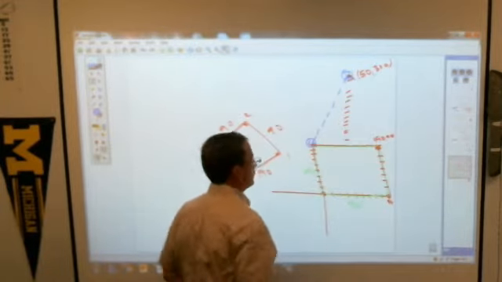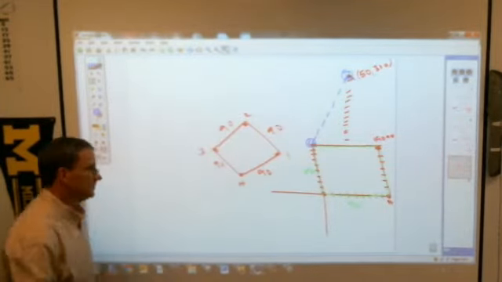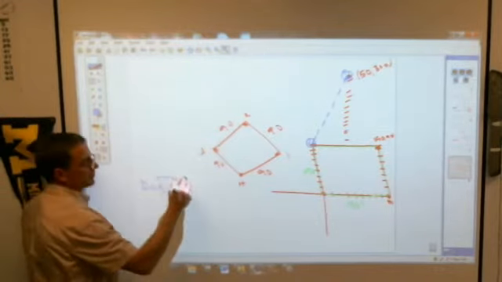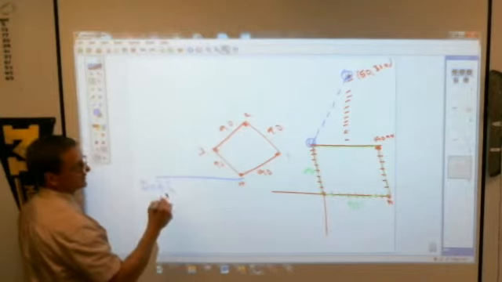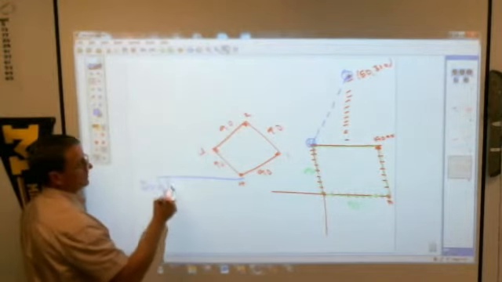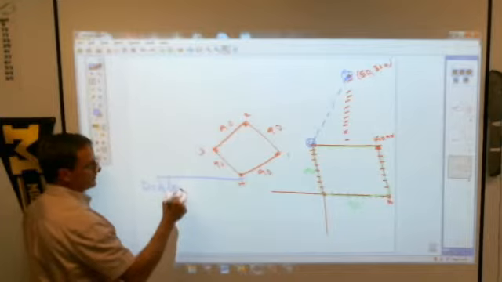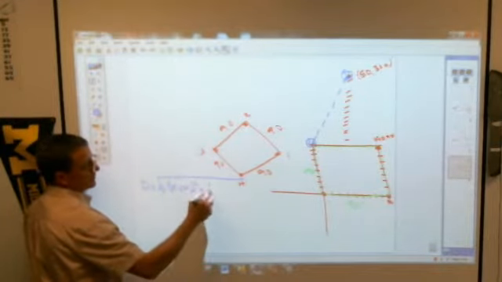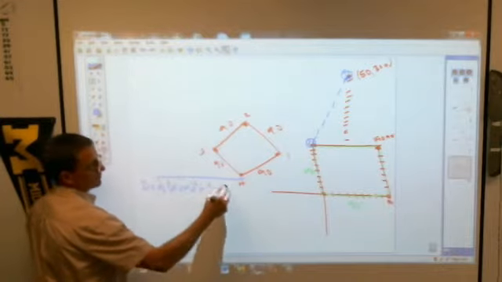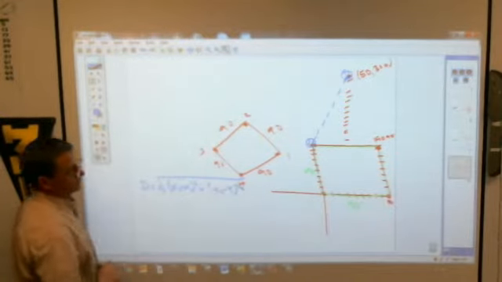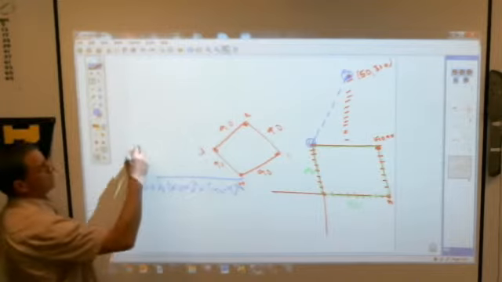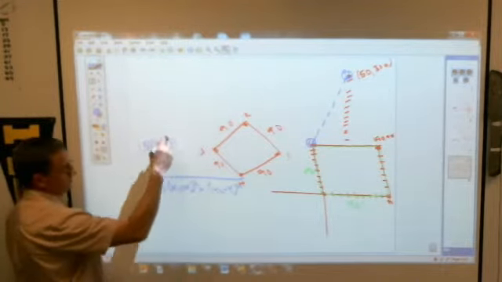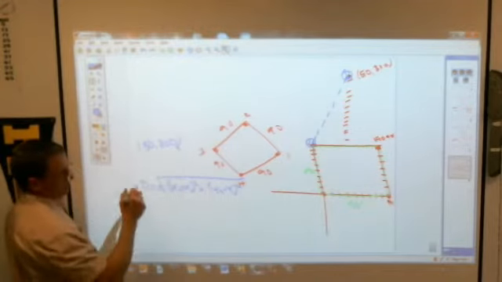Somebody tell me which of the two formulas we learned today will that be? The distance. So you just need to write the distance formula equals the square root of, the x's first or the y's first? X's. x2 minus x1 squared plus y2 minus y1 squared. What are my two coordinates? 50, 300 and 0, 90.